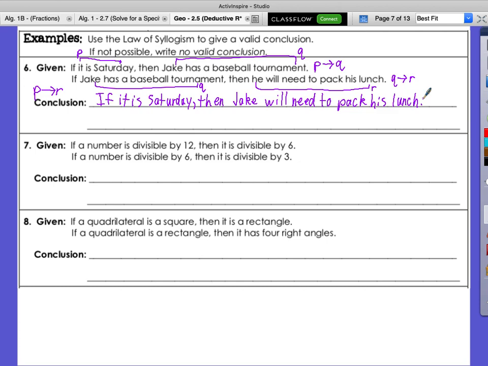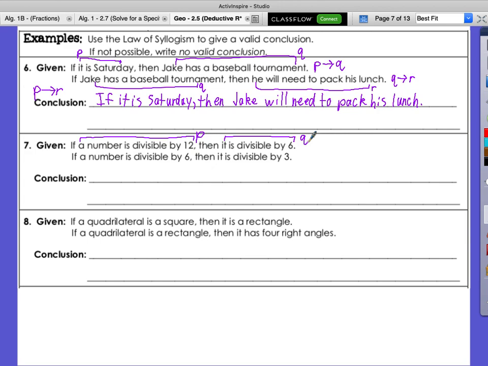On number 7, we're gonna do the same thing with our two conditional statements. If a number is divisible by 12, then it is divisible by 6. Following if, a number is divisible by 12, what would that be? P. Okay. Following the then, it is divisible by 6 would be our Q. Second conditional statement, we're going to do our same thing here. If a number is divisible by 6, then it is divisible by 3. A number is divisible by 6.